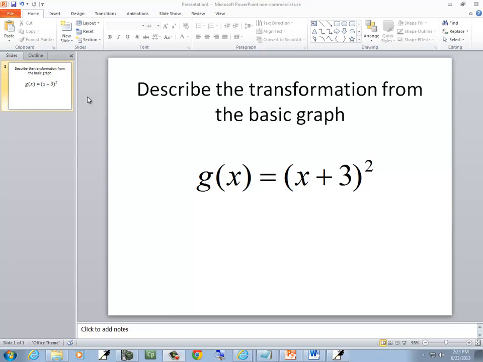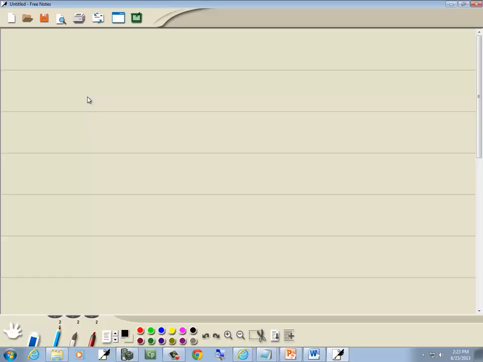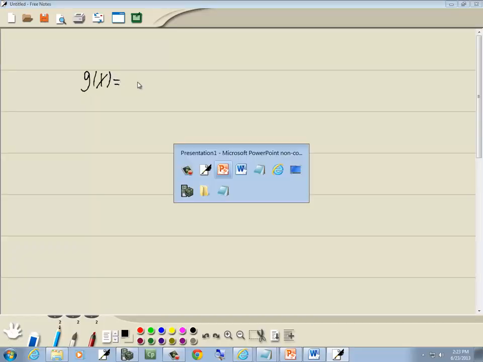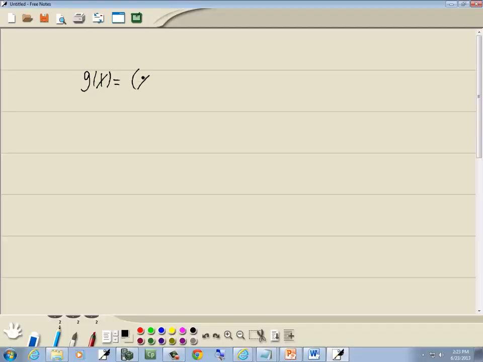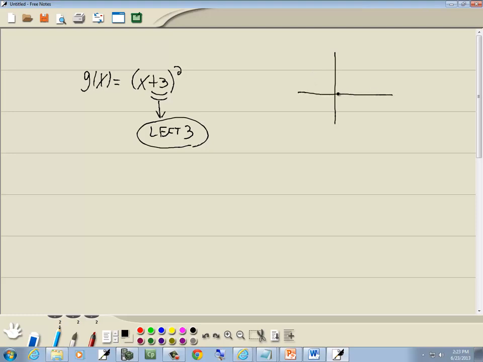In this problem, we want to describe the transformation from the basic graph. We've got g of x is equal to (x + 3) squared. Now remember, if your number is inside with the x, it's left or right, opposite what you think. Plus 3 would make us think right 3, so it's really going left 3. And that's our answer.